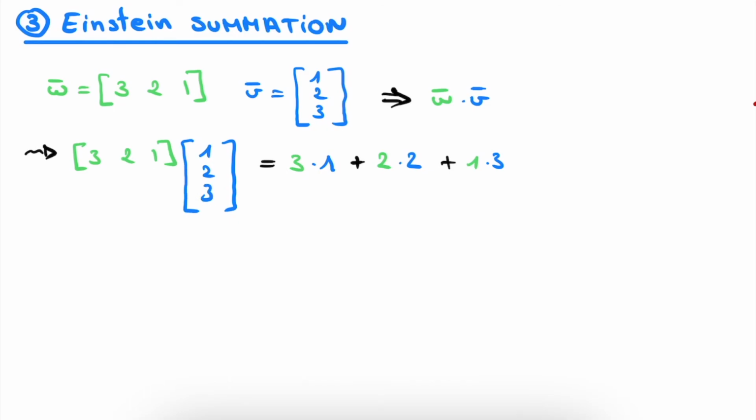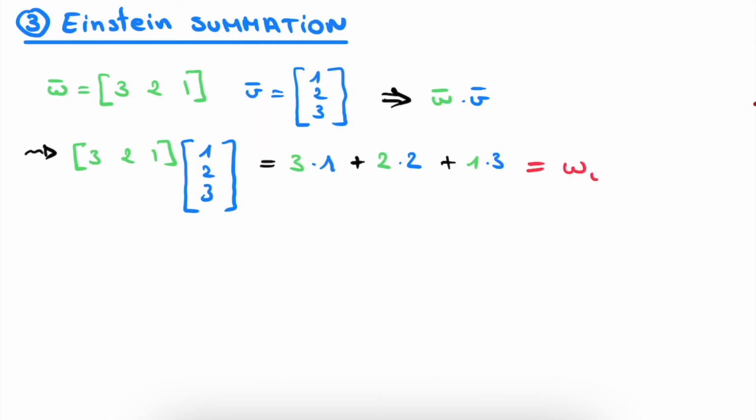Now, is there a way to write this in a more compact form? What did we actually do? Well, we first multiplied the first two components of both vectors together. We added to this the multiplication of the second components of these two vectors together, and then we added to this at last the third components of both vectors together. So how can we write this in a more compact way? Well, Einstein decided to write it in the following way.